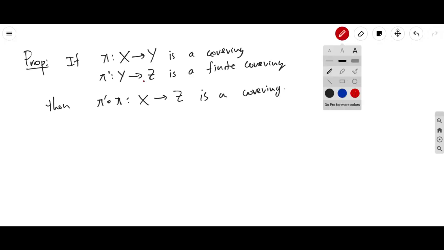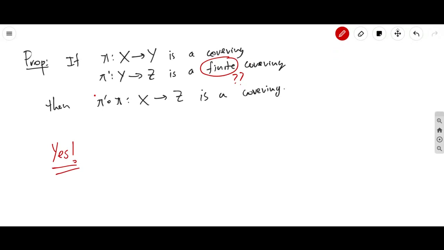And you may wonder, do you really need this? And the answer is yes, you need this. Without the finite covering assumption, you can come up with a very bizarre example of two covering maps. The second one has to be an infinite sheeted covering. You can come up with an example of covering maps whose composition will not be a covering. And I'm going to show you this example so you get to see it. I think it's a very interesting example, and a nice example of a covering, but it's kind of bizarre, and it's just nice to see.